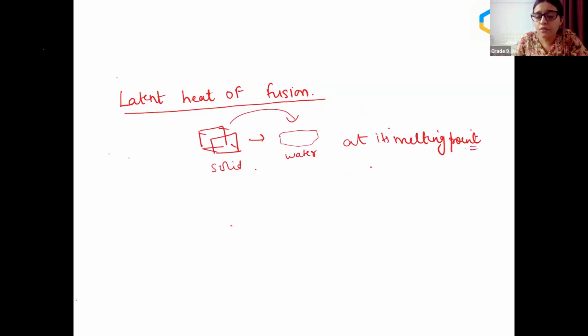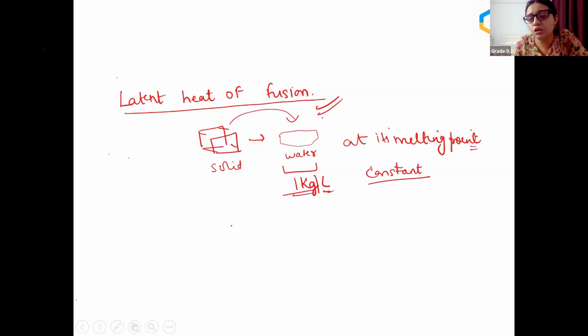Whenever we measure this water, it will remain with the same mass, 1 kg or 1 liter, you can say. Plus, the temperature also remains constant. At the same temperature, we are melting this solid into water. That is known as latent heat of fusion. Temperature will not vary here, even the mass.